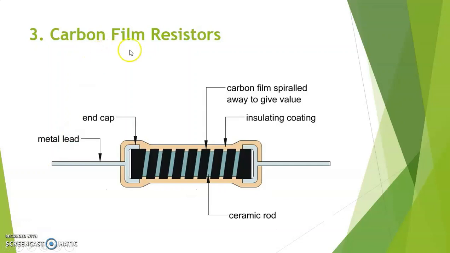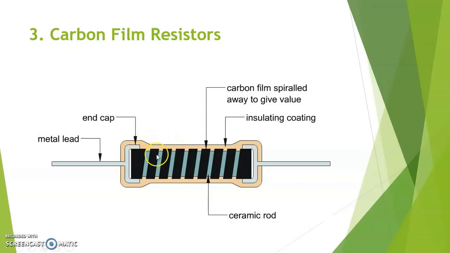Next we have the carbon film resistor, where again we have a core, which is called a ceramic rod. This ceramic rod is first deposited with a carbon film. The thickness of the carbon film can vary. If it is very thin, it is called a thin film resistor, and if it is very thick, it is called a thick film resistor.